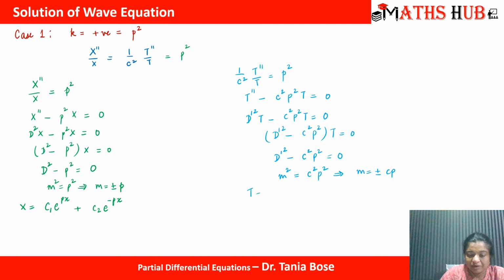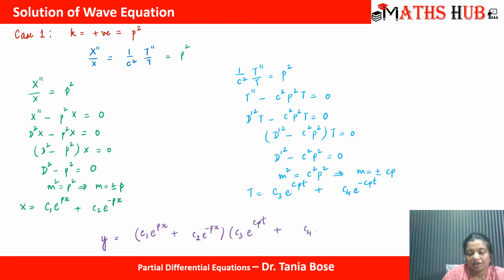So what is t from here? T comes out to be c3 e raised to power cpt plus c4 e raised to power minus cpt. Right? So once x is calculated and t is calculated, we need to frame the displacement y, which is the product of x and t. So we get (c1 e raised to power px plus c2 e raised to power minus px) multiplied by (c3 e raised to power cpt plus c4 e raised to power minus cpt).